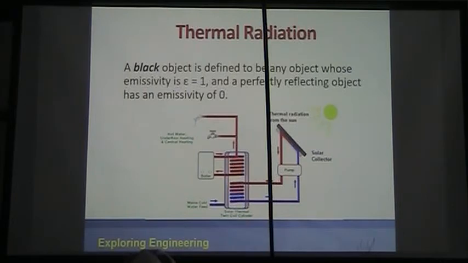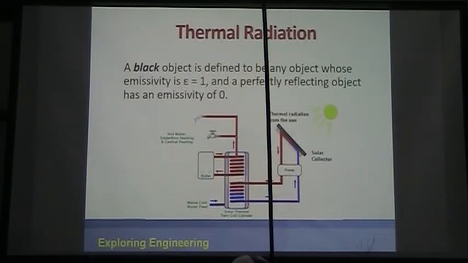All right, a black object is defined as any object whose emissivity emits at an epsilon equals one level. And a perfectly reflecting object has an emissivity of zero. All right, so do we have any perfect black objects?